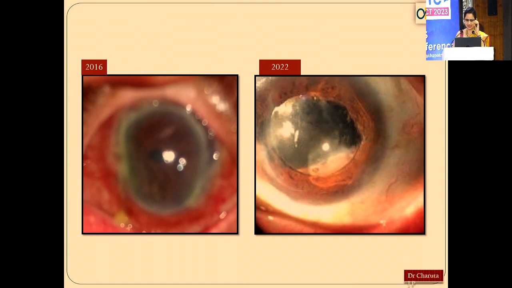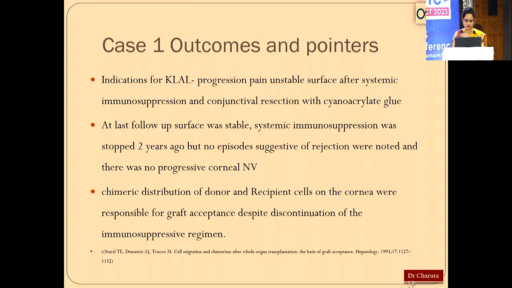The surface is stable, he has had no epithelial breakdowns, and he actually confessed to me that 2 years ago he stopped. He was following up on a yearly basis. On his own he decided that was enough, and he confessed that he had stopped the immunosuppression, not for the side effects but because he felt it was no longer required. The indication in this case for keratolimbal allograft was progressive pain, and he was absolutely relieved of the same. At the last follow-up there was no progressive corneal neovascularization. The epithelium was very stable, and the visual gain was also quite significant.